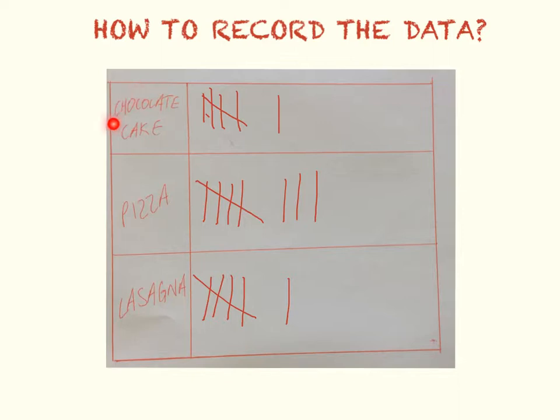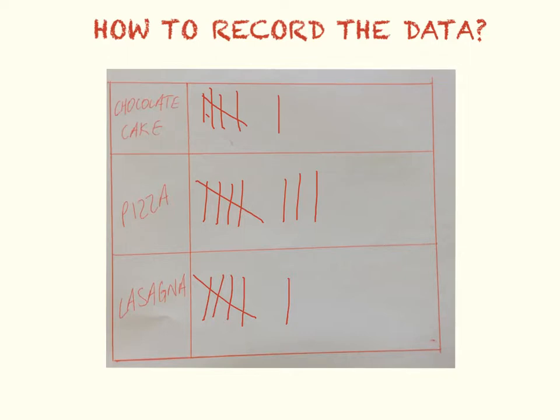So we found out chocolate cake, pizza, lasagna. Which out of those 3 was the most popular, do you think, using tally marks? That's right. Pizza was, because it had 1, 2, 3, 4, 5, 6, 7, 8. 8 people's favourite food was pizza. Now we've recorded it, which is great.